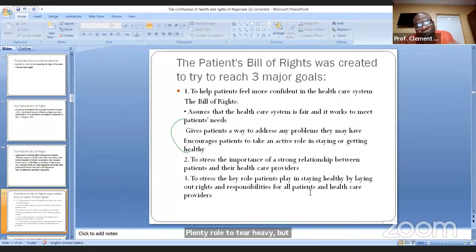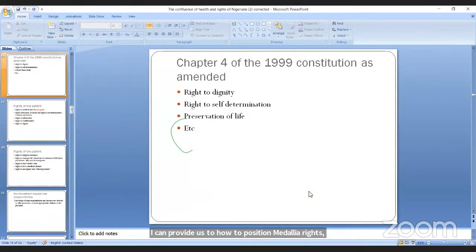Number 2, to stress the importance of a strong relationship between patients and their healthcare providers. It's a very strong relationship. It stresses the key role patients play in staying healthy by laying out the rights and responsibilities of all patients and healthcare providers. So patients should know their rights and know what they're doing.